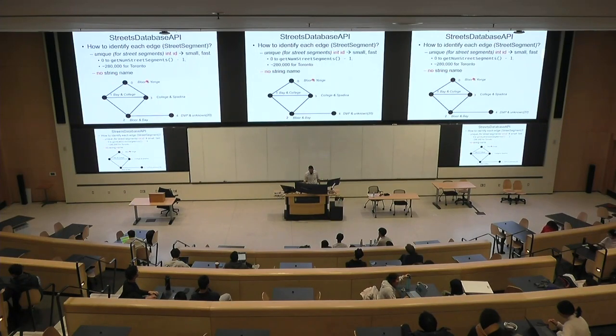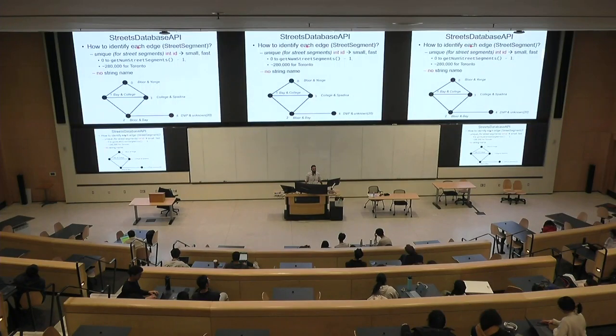Okay. So now we've talked about the vertices, what about the edges? The edges are represented by another class called street segment. And basically, again, each street segment is identified by a unique integer ID that goes from 0 to getNumStreetSegments minus 1. So for any entity in the map, you're going to find a function in the street database API called getNum of that entity, which gives you the number of that entity.